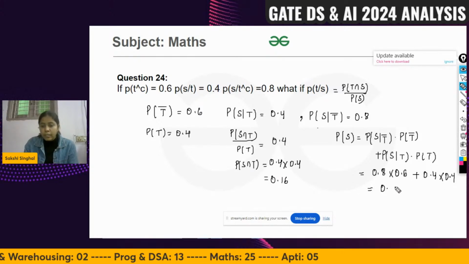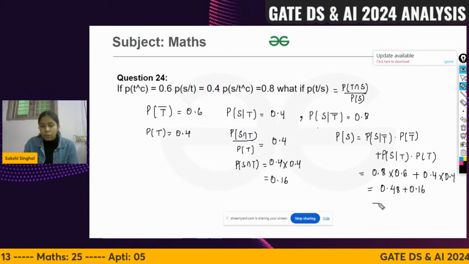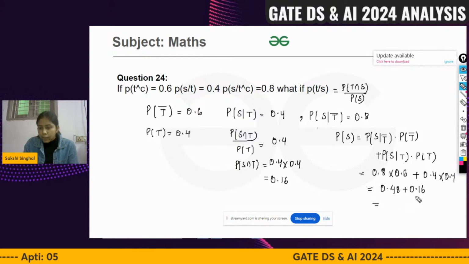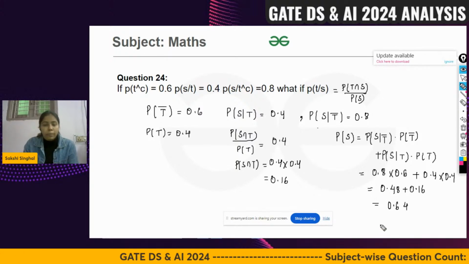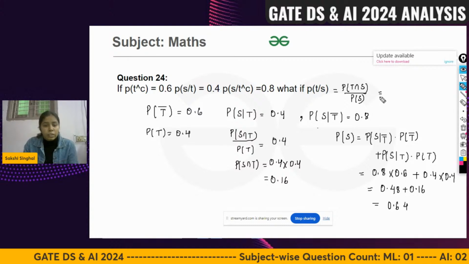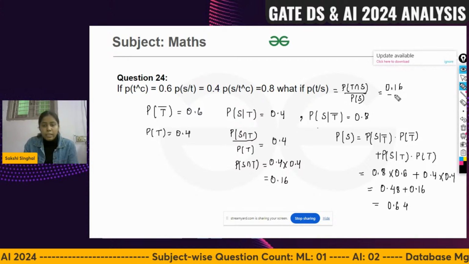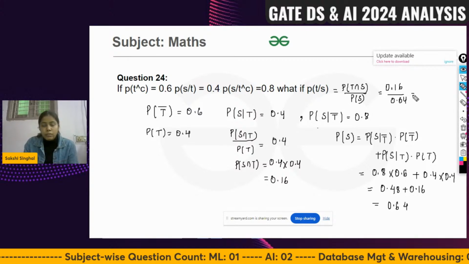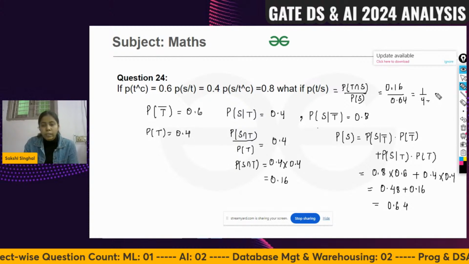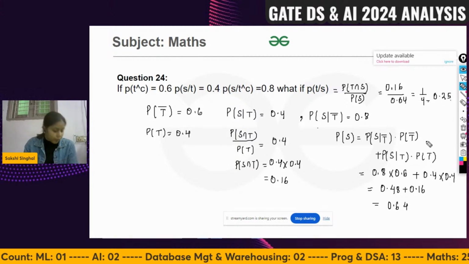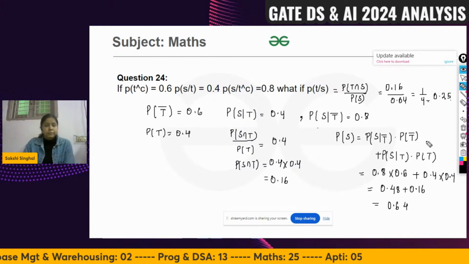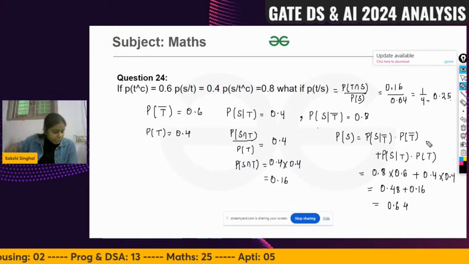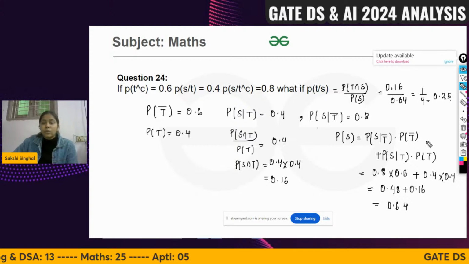So you will get here 0.8 sixes are 48 and then 0.16. So on solving, you will get 0.64 as the probability of S. Now, if I put all the values here, what would I get? 0.16 and 0.64, right? So that would give you 1 by 4, that is 0.25 as the probability. Guys, have you solved this question? Just let me know how many students have done this question correctly.